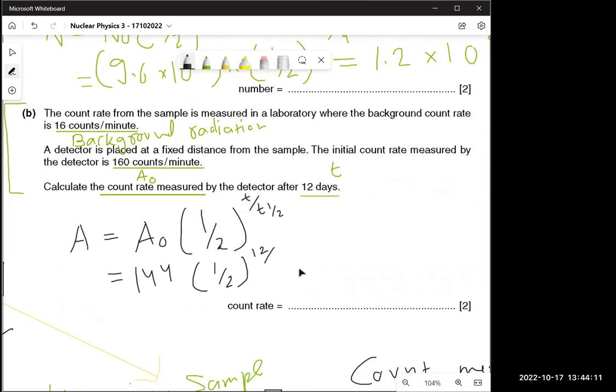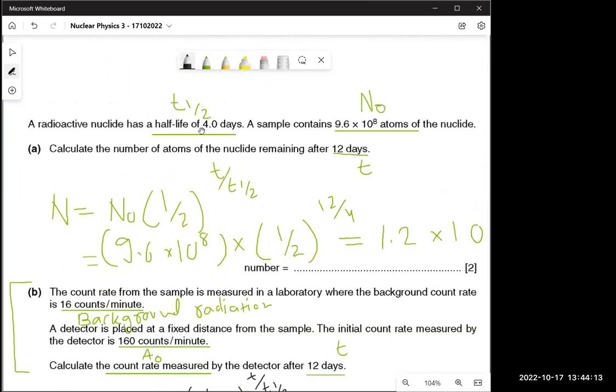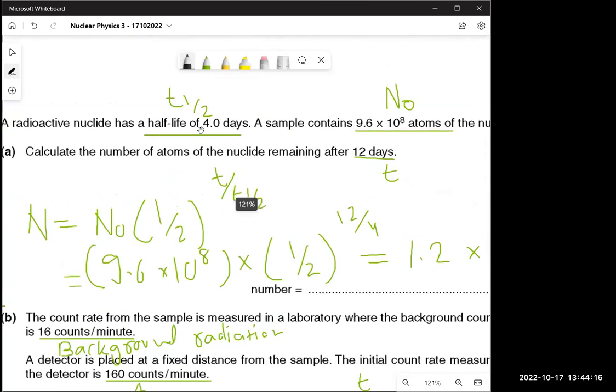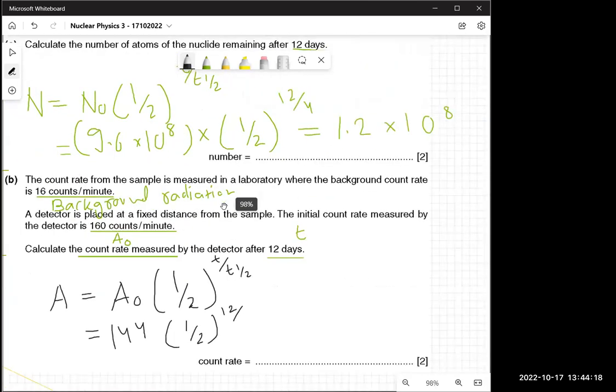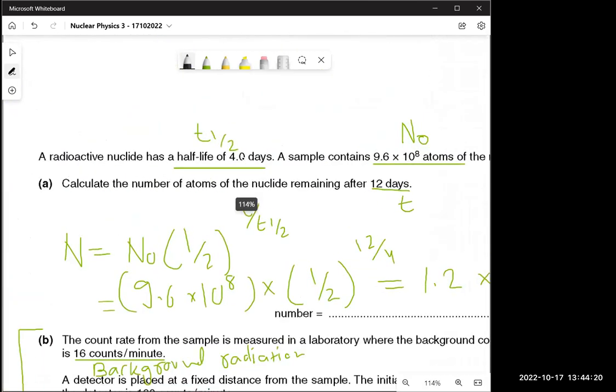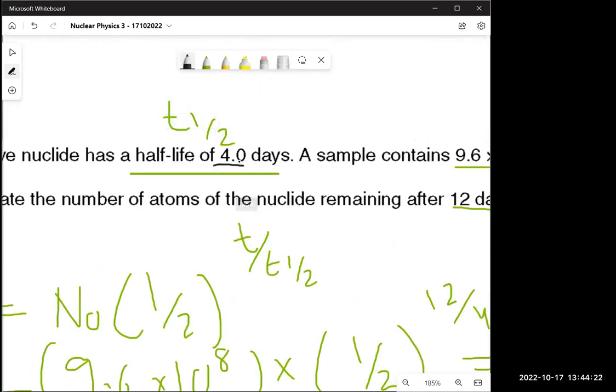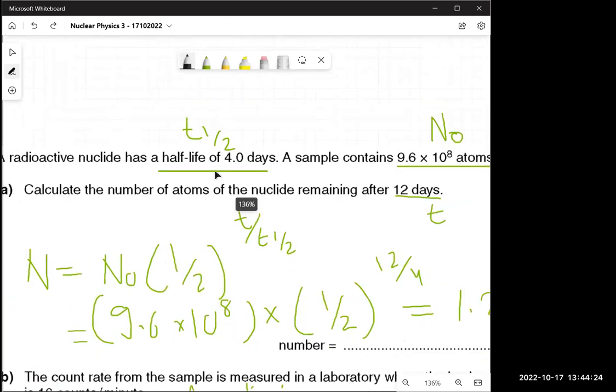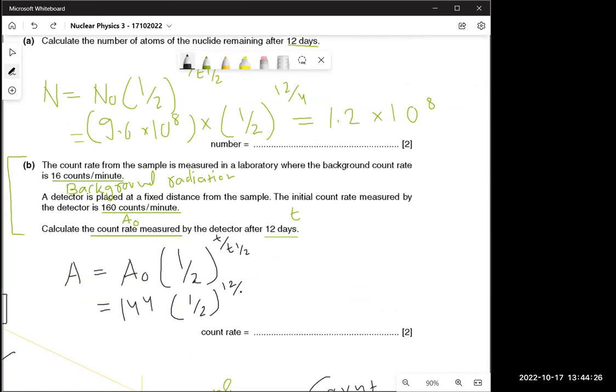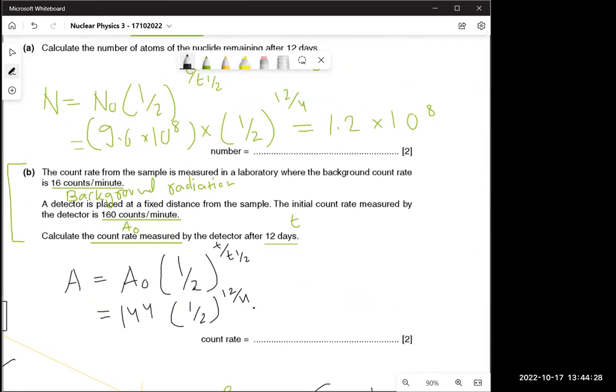T half is given already. Can you see that? It's 4 right here. T half is 4. Same question. Okay, fine, 4. Now tell me the answer, and post it in the chat.